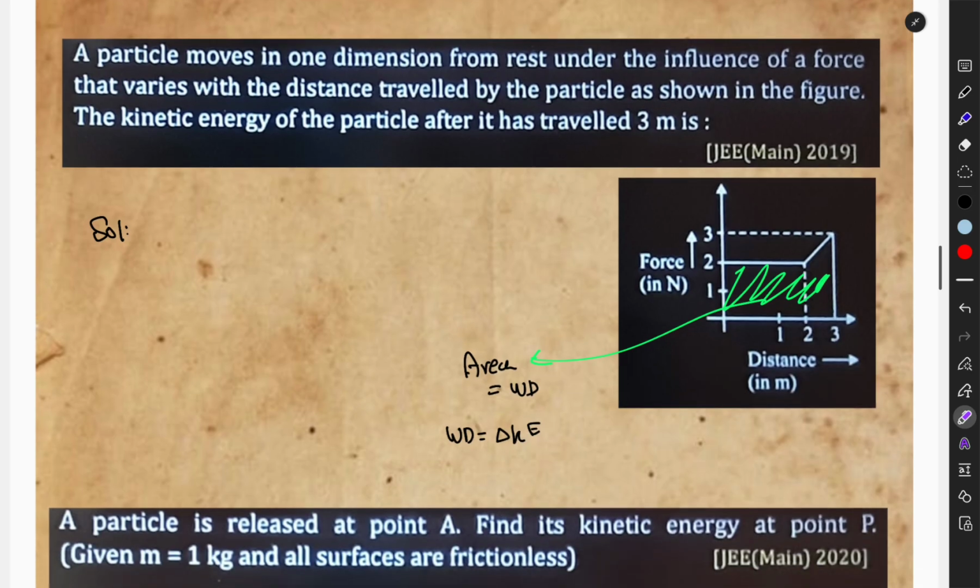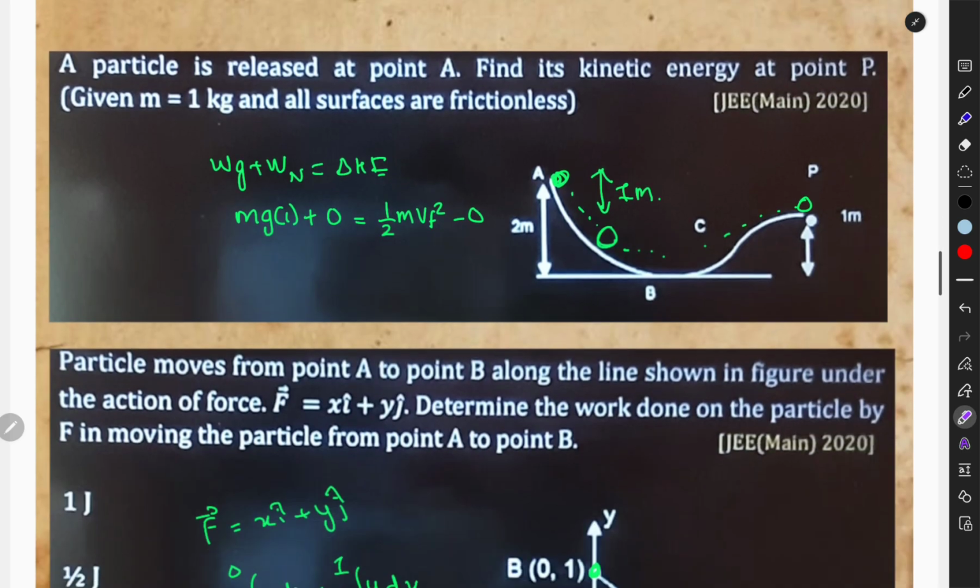A particle moves from, we have been given a graph which is force versus distance, and we can clearly say that the area under the curve will represent the work done. Okay, what are they asking? The kinetic energy of the particle after it travels 3 meters. So 3 meters, so basically its area will be the answer, right?